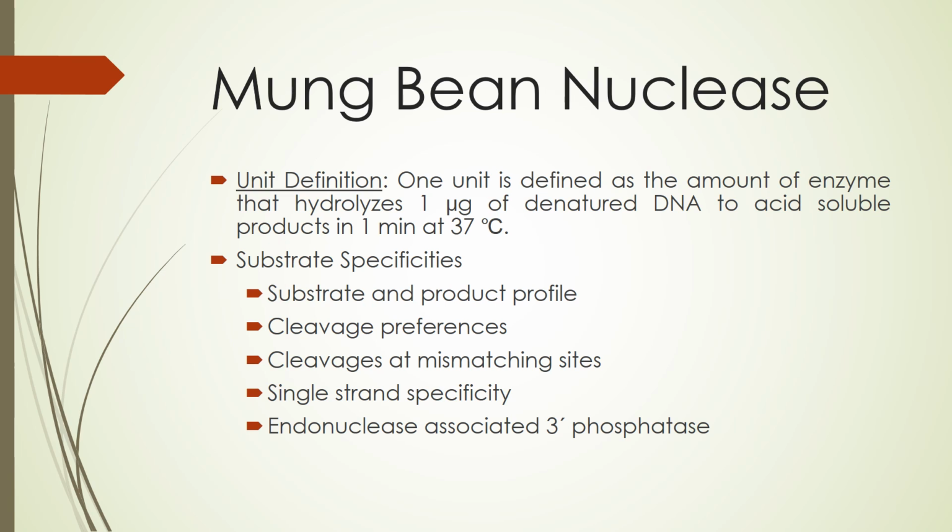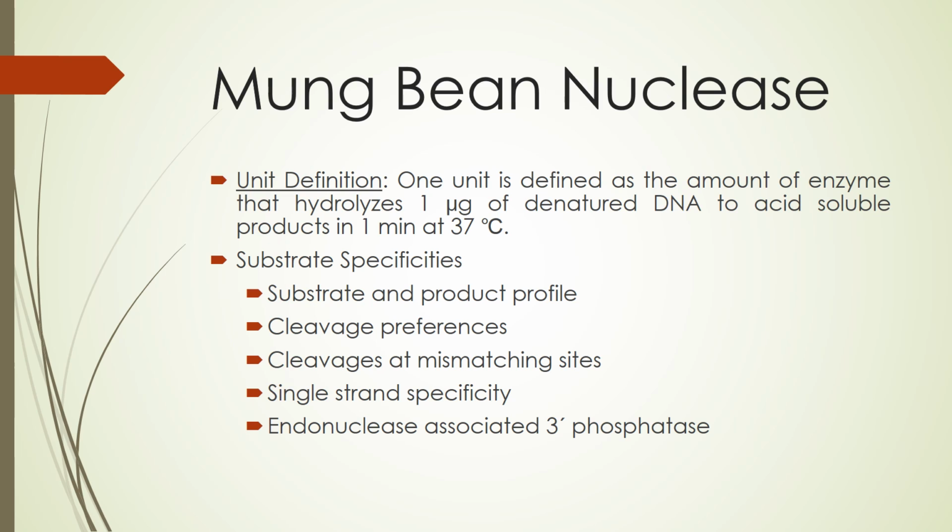Cleavage at mismatch sites is like nuclease S1. This nuclease cleaves the region of single and double mismatches very inefficiently, whereas three or more unpaired nucleotides are cleaved efficiently at high enzyme concentration.